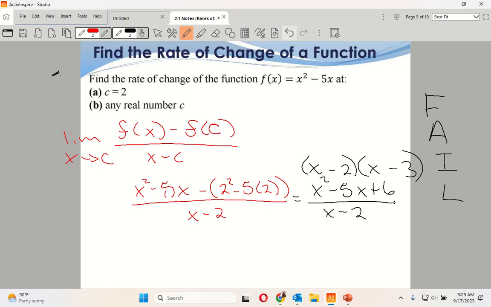Yeah? Okay, good. All right, so what can we do with that now? Cancel out. And so now, since x approaches c, my limit as x approaches 2 is going to be, and you get -1.